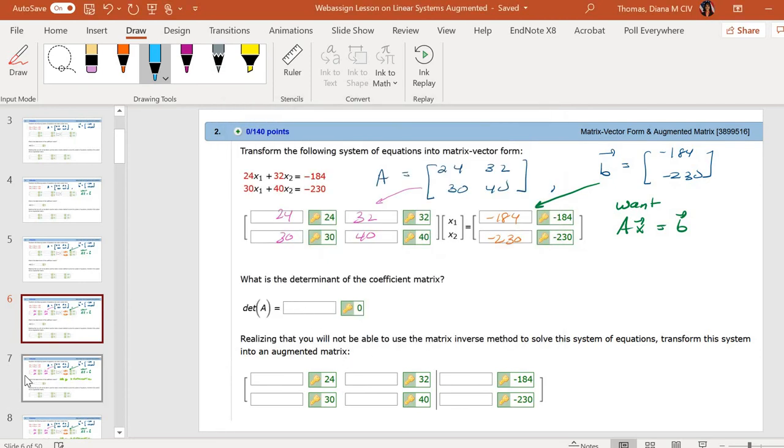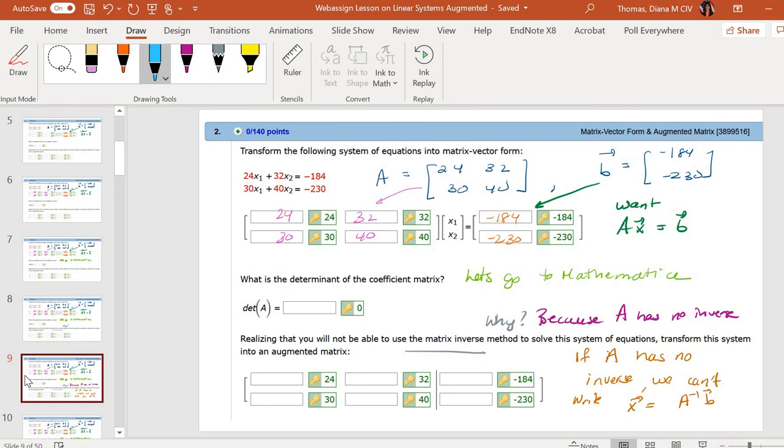Realizing you won't be able to use the matrix inverse method, why are they saying that? Well, if A has no inverse, how can you rewrite the vector X as A inverse B? Why did I teach you to do inverse if it's not scalable? Well, because the inverse is important. It motivates you as to why you're doing what you're doing.